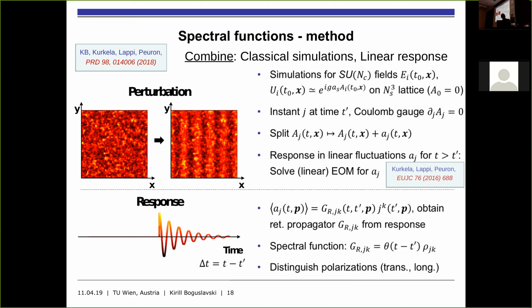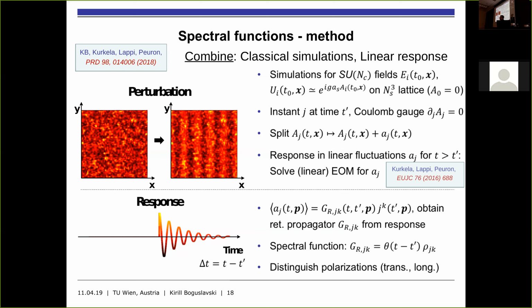And I think I have also a slide about that in the back, but I won't go through that. And once you do that, you can split your equations into the unperturbed theory and the perturbed theory. And the perturbed theory, or the response, basically follows a linearized equation of motion with this instantaneous source. And then you can just evolve that, and you get some response.